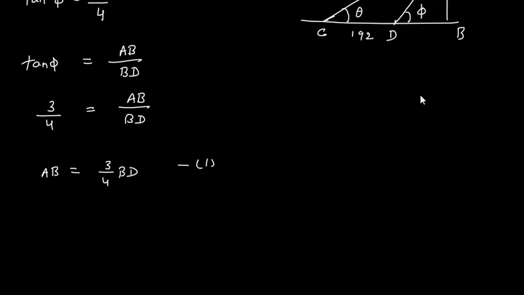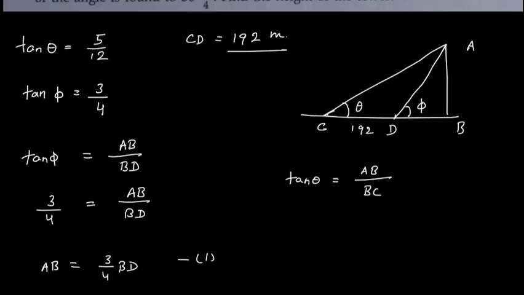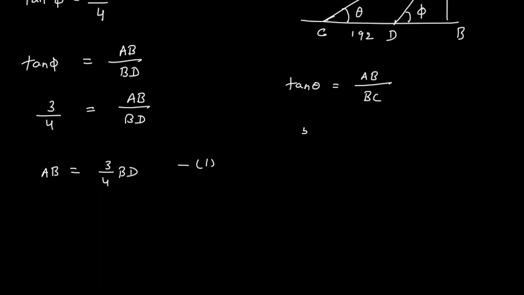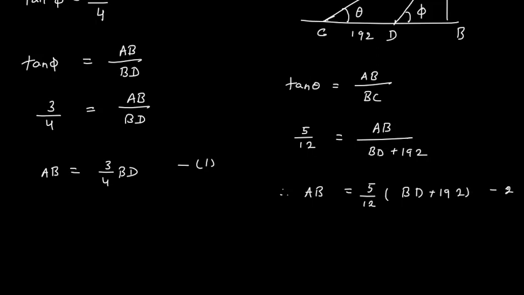And similarly tan of theta, we will say that this is AB upon BC. So tan theta is 5 divided by 12. This value is 5 divided by 12. So 5 divided by 12 is equal to AB, we don't know, upon BC. We can write BC as equal to BD plus 192. So therefore here also I will get the value of AB. Here it is 5 divided by 12 times BD plus 192. This is the second equation. Now from 1 and 2 you can compare AB.